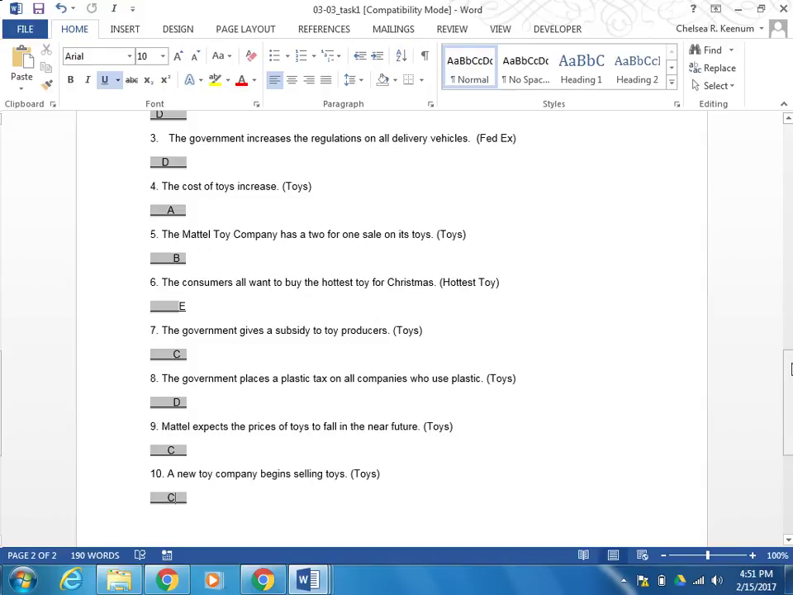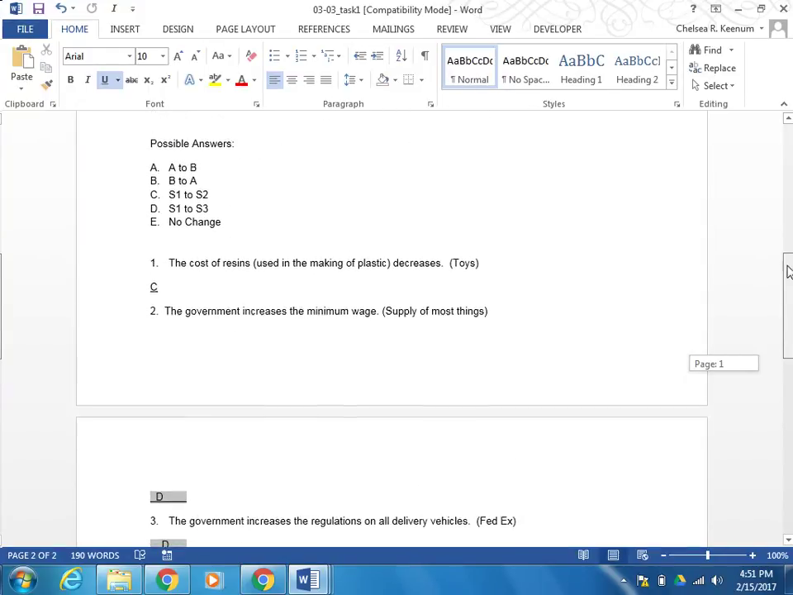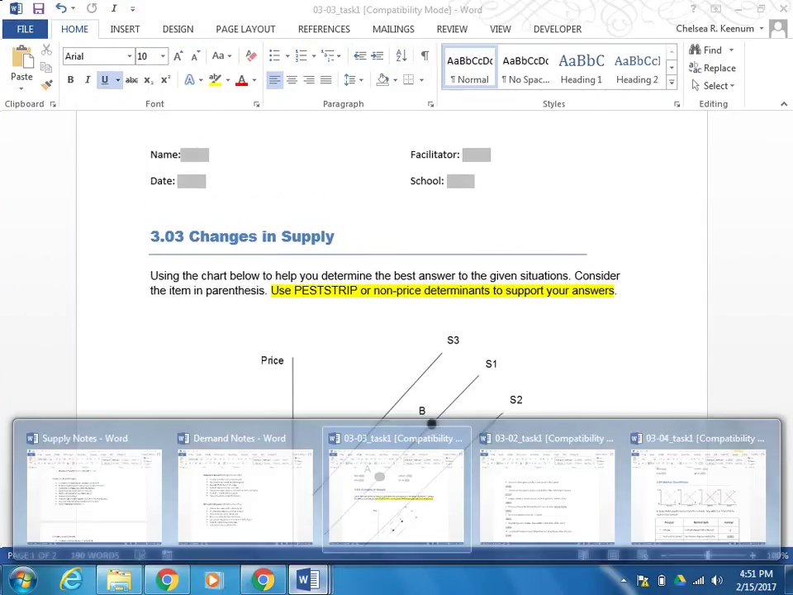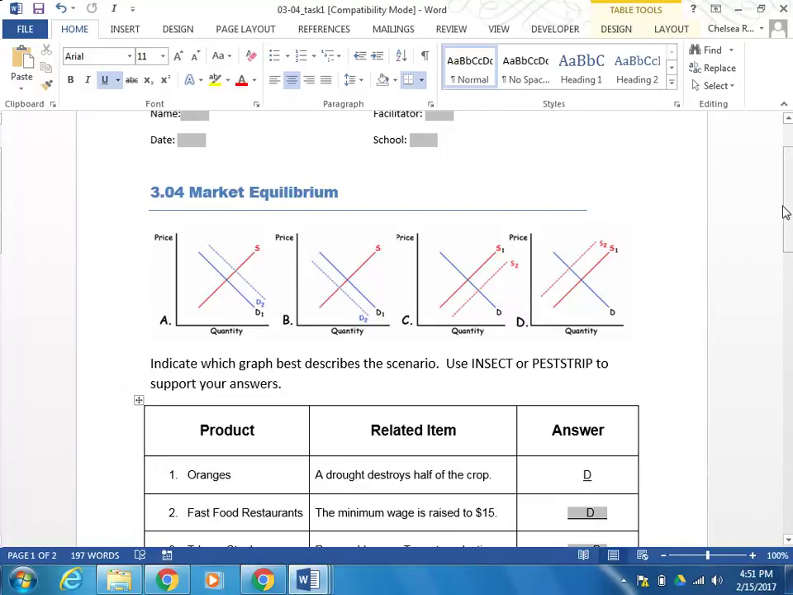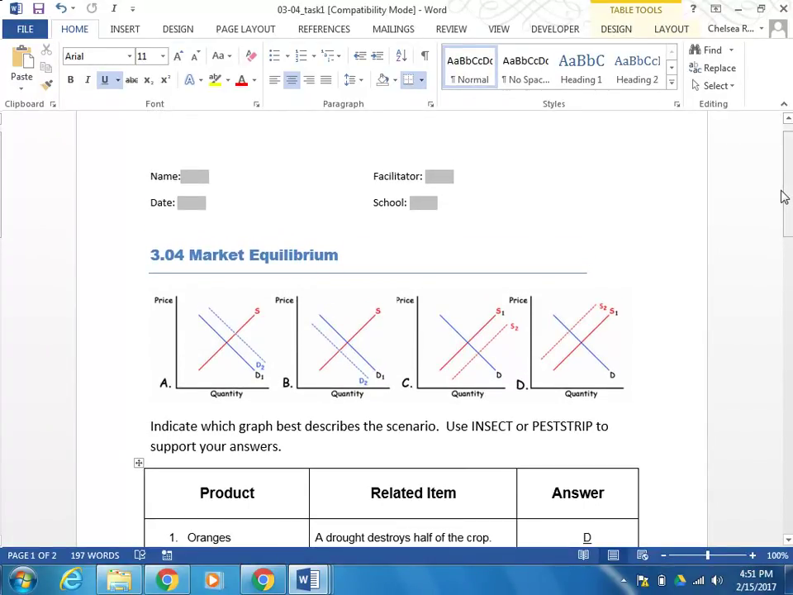So your product is oranges. A drought has destroyed half of the crop. So what's going to happen to oranges? This is kind of hard because you've got to figure out supply or demand. Here it's going to be a supply issue, and it's going to be that the supply decreases. It's going to be D because the drought destroyed half of the crop, so they don't have as many oranges to supply on the market.